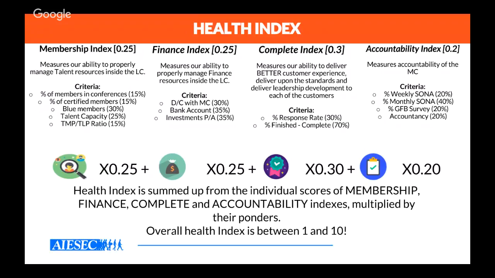So here we measure the accountability of LCs to the MC, and it's based on the percentage of weekly SONA, monthly SONA, the GFB survey, and the accountancy. Very simple. And here, of course, the overall health index goes between 1 and 10. So again, if you're 7 here, you're okay also in health. Bravo, LC. Okay in health.